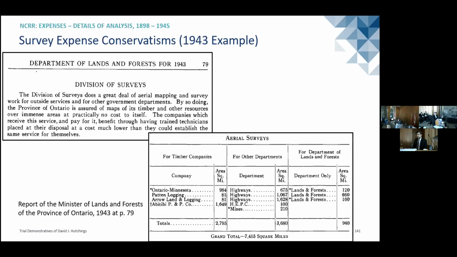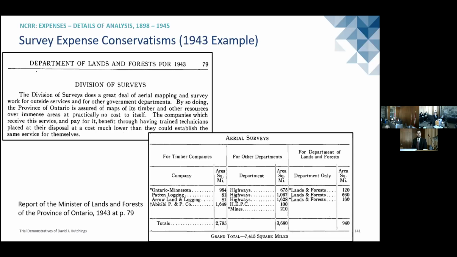So here's an example. This is on slide 141. I'm sorry, some snapshots from the report of the Minister of Lands and Forests for the year 1943. I have a statement here under the Division of Surveys. What do they do? It says they do a great deal of aerial mapping and survey work for outside services and for other government departments.